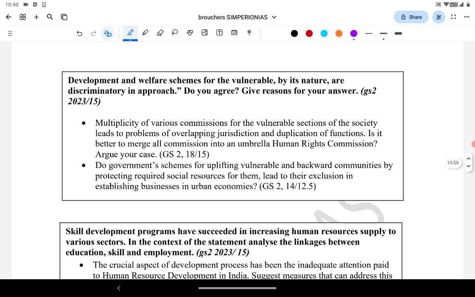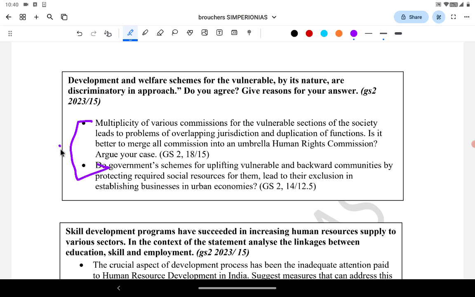See, these are a few other questions which were asked in 2013, which are present in the PYQs. Let's take this particular question. The development and welfare schemes for the vulnerable are, by their nature, discriminatory in approach. Do you agree? They are saying these welfare schemes are discriminatory in their approach. Do you agree? The same questions.